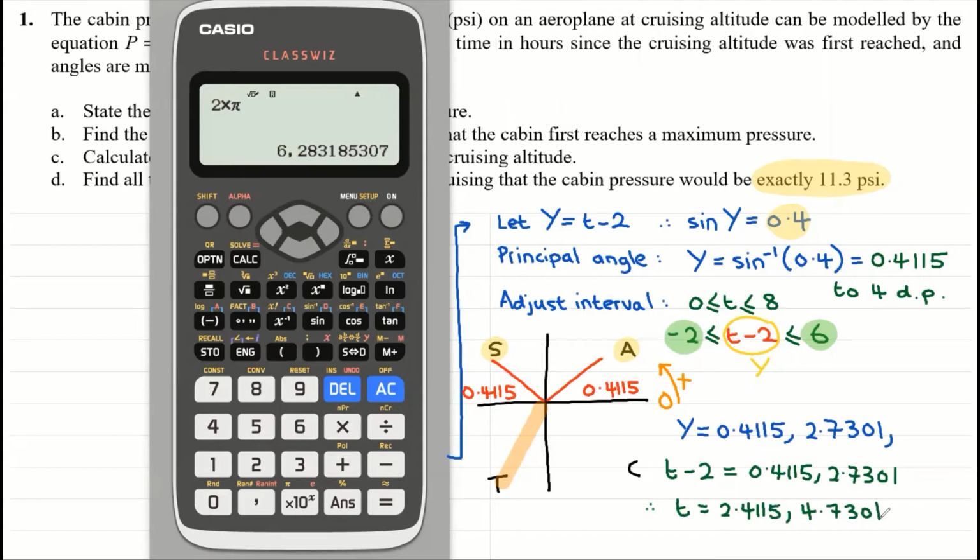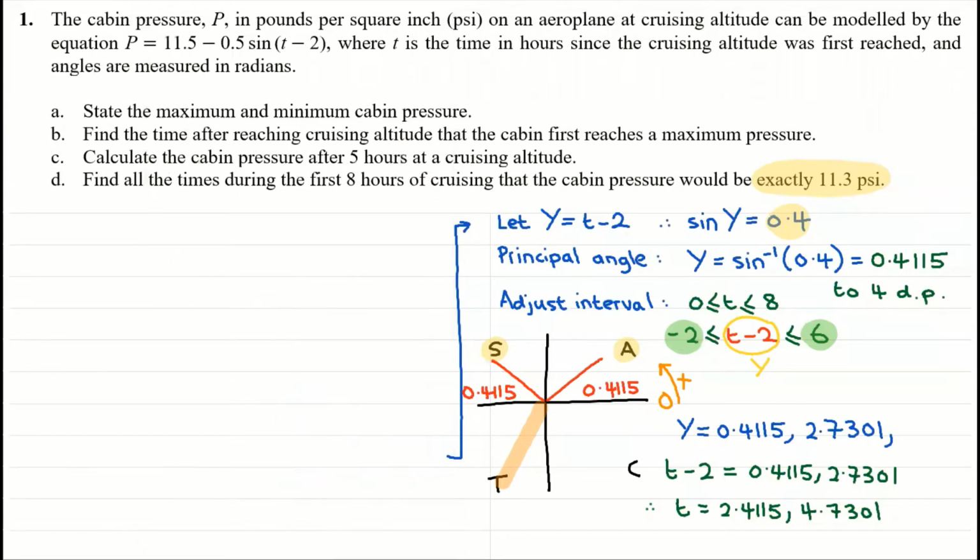Right, let's just remove the calculator. So it says find all the times during the first 8 hours of cruising that the cabin pressure would be exactly 11.3 psi. Well, we've got two values, and these are in hours. Okay, but I think it might be better if we converted these to hours and minutes. All right, so we're going to go back up to the top left. So the first, let's convert to hours and minutes.